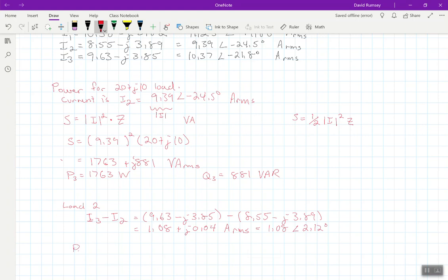So for load 2 then, I could put S down, but there's only a resistor, so I'll put just P. So P2 would be the magnitude of I squared times my load, and in this case it would be 1.08 squared times, I have a 100 ohm load, which gets me 117 watts.